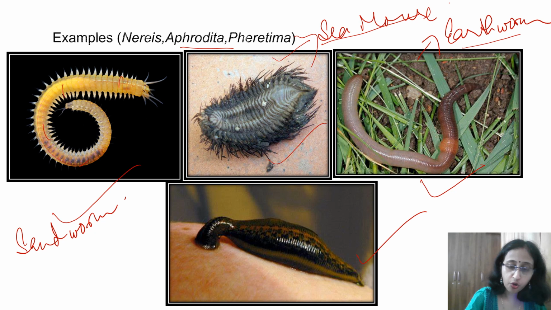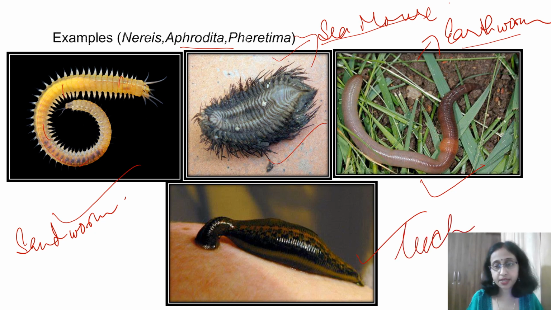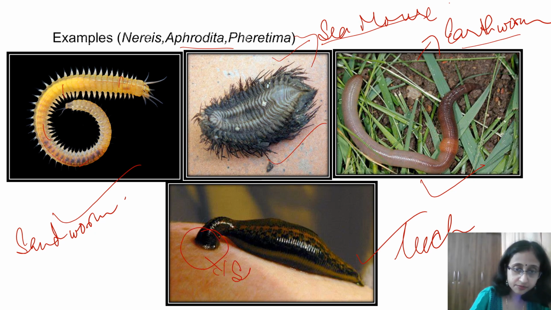And this one we all know, this is the leech, a blood sucking animal. If it gets stuck to your skin when you are passing through forests, it will suck your blood and become fat. You can see here at the tip the presence of a sucker. All of them are having a segmented body.